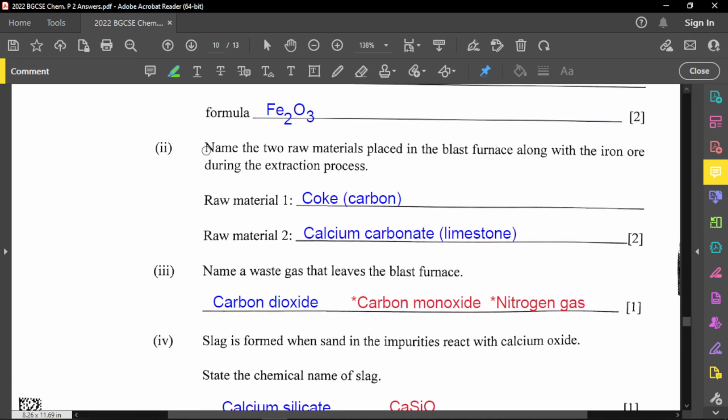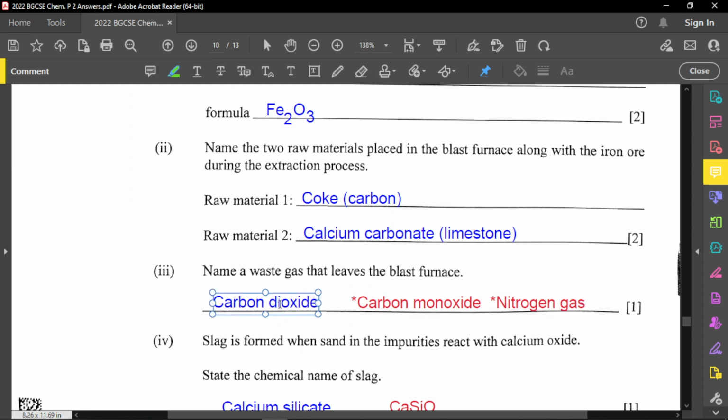So part 2 asks you to name the two raw materials placed in the blast furnace along with the iron ore during the extraction process. You're going to put coke in, and coke is pretty much mainly carbon. The next raw material needed here is calcium carbonate, which is limestone. Then for part 3, it said name a waste gas that leaves the blast furnace. Mainly you get carbon monoxide and nitrogen gas, just to make a note right there.